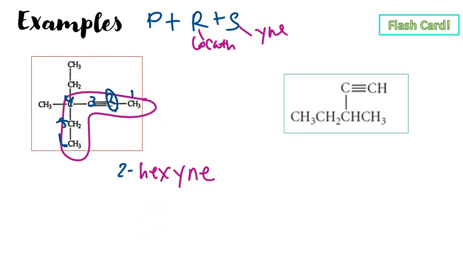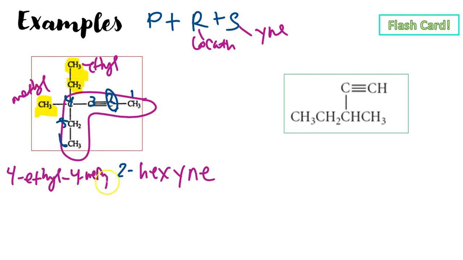Now, of course, after we get our parent chain, we figure out our substituents. We have one that is going to be 2 carbons, and of course, one that's going to be 1 carbon. So that means we have an ethyl group here, and we have a methyl group. We put them in alphabetical order. Ethyl comes before methyl. They're both on the same carbon, though. So we're going to put 4-ethyl-4-methyl-2-hexyne. That's that one. Now let's get into this one.